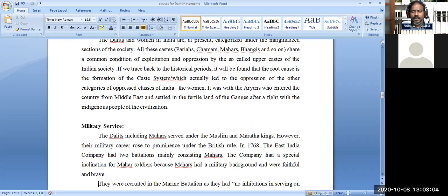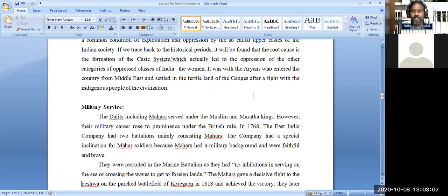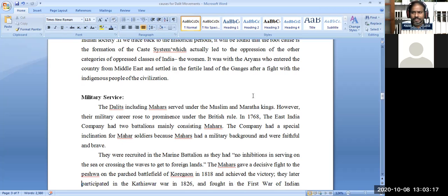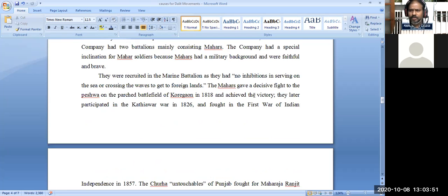So another important thing is military service during the colonial period. Okay, the Dalits, including the Mahars, an important Dalit community in Maharashtra, served in the military under the Muslim and Maratha kings. However, their military career rose to prominence under British rule. In 1768, the East India Company had two battalions mainly consisting of Mahars. The company had a special inclination for Mahar soldiers because they had a military background and were faithful and brave.